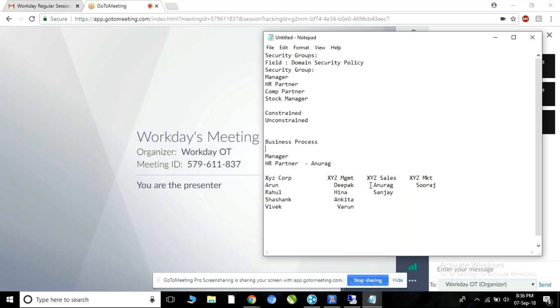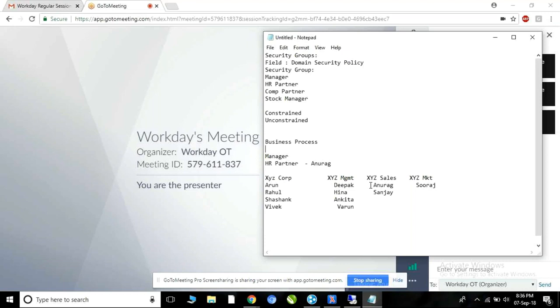Sometimes we could have scenarios where we have regional HR partners who have visibility only to their regional data, and then we have global HR partners who can see everybody's data. So in that case, does that mean that we will have multiple security groups, one for regional HR partner and one more for global HR partner?